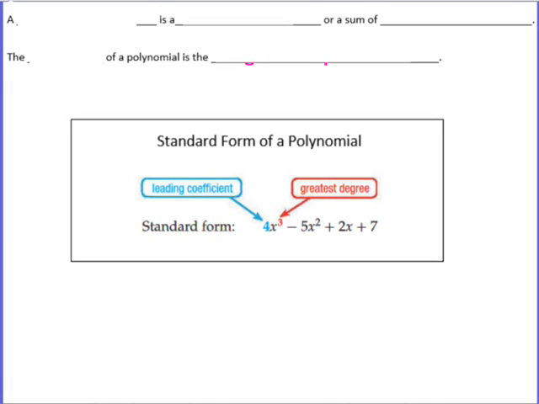Alright, section 7.4, we're going to talk about adding and subtracting polynomials. Before we can add and subtract them, we need to know what they are. So a polynomial is going to be a monomial or a sum of monomials. So those things that we were talking about in previous sections, we can have one of them or we can add several of them together, and that will give us a polynomial.